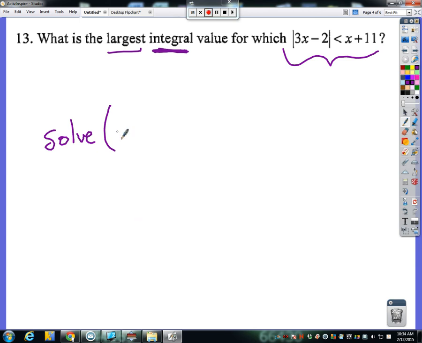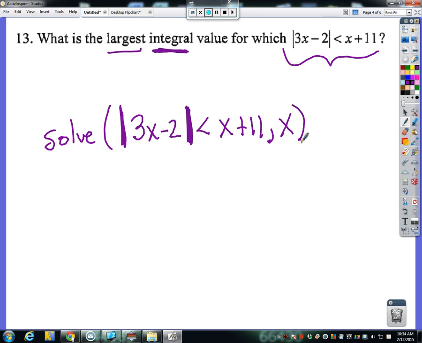Or people with the Voyages, you could just type out the command ABS and then parenthesis, and then whatever you want to take the absolute value of can go in there. But let's just use that vertical bar. So get a vertical bar right underneath the equal sign on the 89, or second K for the Voyages, and then go 3x minus 2, then end the absolute value. Now the less than sign is in the same place on either the 89 or the Voyage. You have to press second and 0 to get the less than sign, and then x plus 11. And then again, we want to solve for x, so comma x.